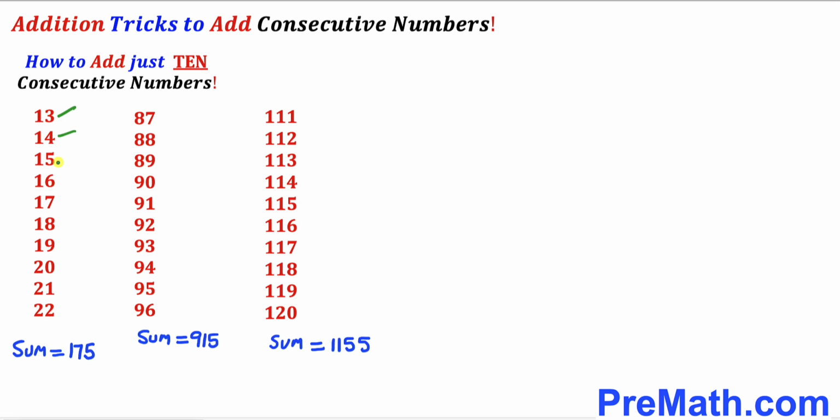Let me go over once again. First count the first 5 numbers and then just simply stick 5 next to it, and that's going to be our answer. Likewise, for the second example, count the first 5 numbers and stick 5 next to it, so 915 is our answer. And in this example, 115 is our fifth number, and we stick 5 next to it, so 1155 is our answer.